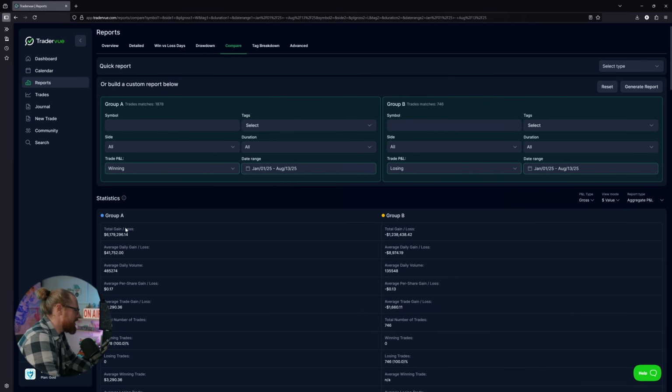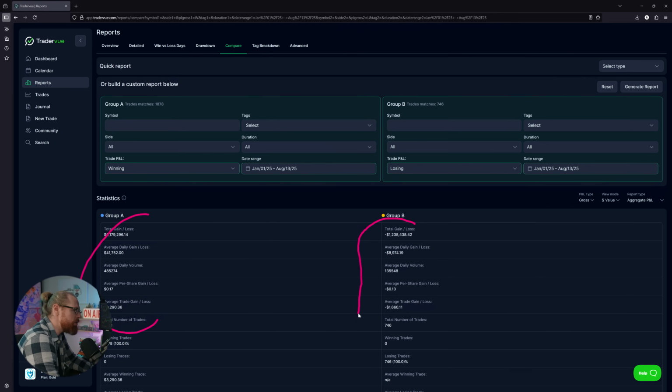So what we see here is that my total gain on winning trades is $6.1 million year to date. And my average winner in cents per share is about 17 cents. And my average winner in total profit is $3,200. Now, that's the winning side.